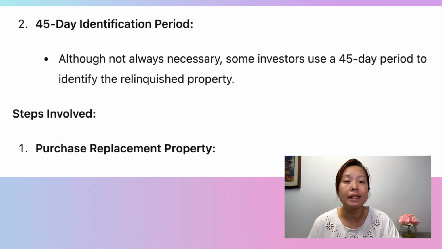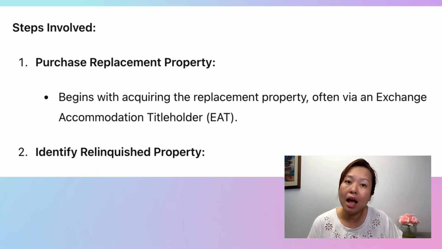Although not always necessary in a reverse exchange, some investors will use the 45-day identification period to identify the relinquished property. In a forward exchange, this period is crucial for identifying potential replacement properties. What steps are involved in a reverse 1031 exchange?